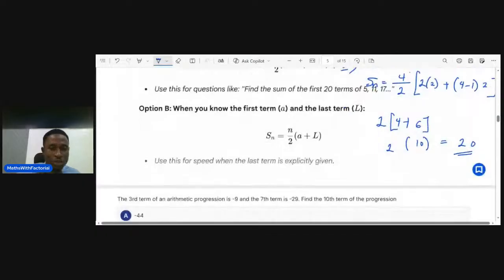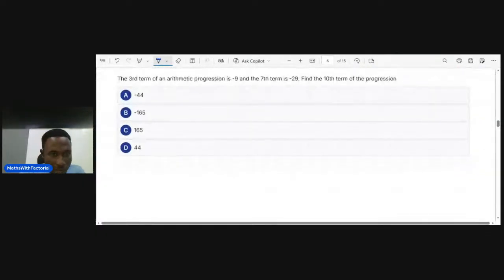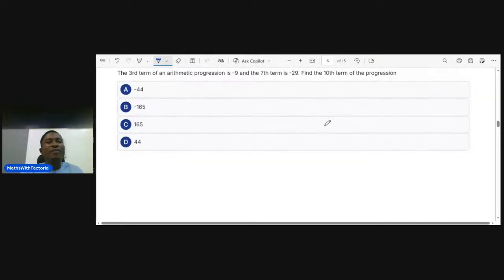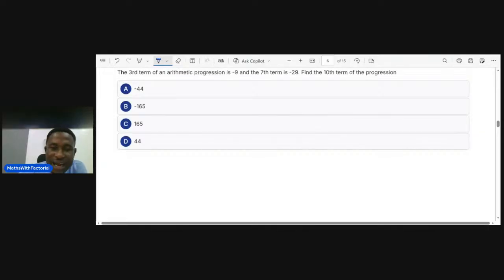All right, so let's move on very quickly. I have a past question from JAMB here. It says the third term of an arithmetic progression is minus 9, and the seventh term is minus 29. The question says find the 10th term of the progression. So the third term of an arithmetic progression is minus 9. Let's write down our parameters.